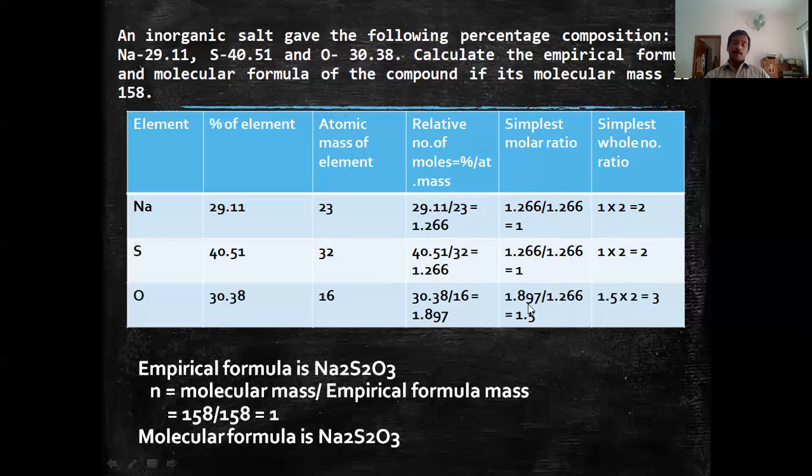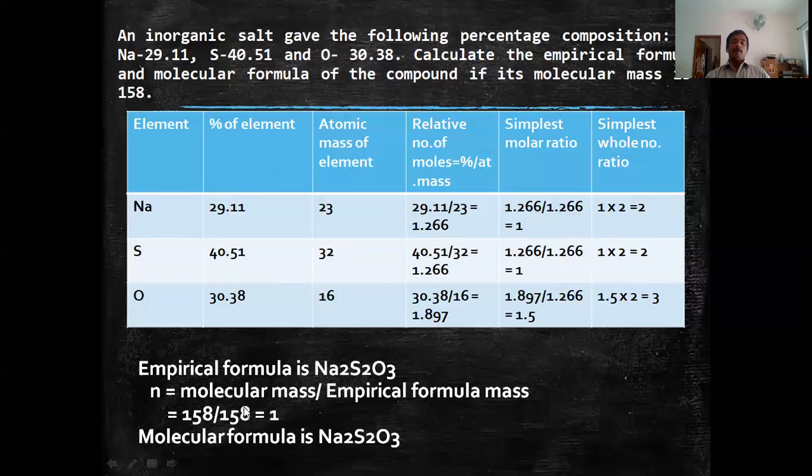Here the numbers are not whole numbers, therefore we have to multiply these numbers with a suitable number to get whole numbers. Here 2 is selected as the suitable number. So 1 into 2, 2; 1 into 2, 2; 1.5 into 2, 3. Here it is the number of different atoms. Means 2 sodium is present, 2 sulfur is present, 3 oxygen is present. Therefore, we can write empirical formula as Na2S2O3.